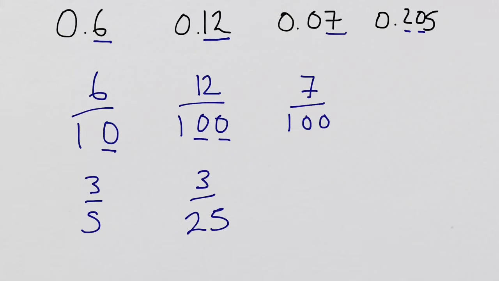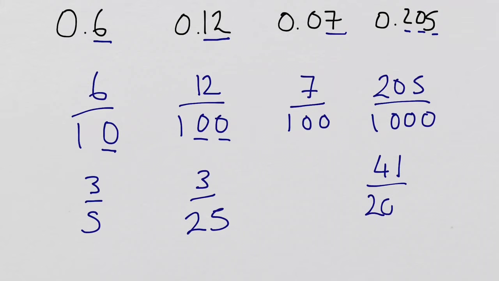And the final one, I go to the thousands column, and I've got 205 thousands, and top one ends in the 5, bottom ends in the 0, so I can divide both of them by 5, so I get 41 out of 200.